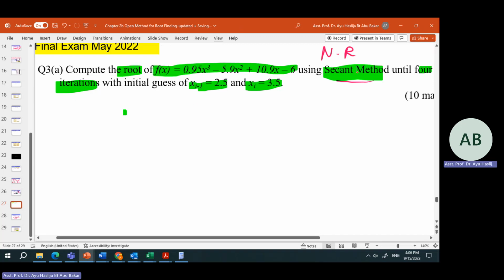Okay, secant method. What you need to identify is the equation to find the x_{i+1}. Then proceed with the iteration until 4 iterations. Do it with secant first, then proceed with Newton-Raphson.